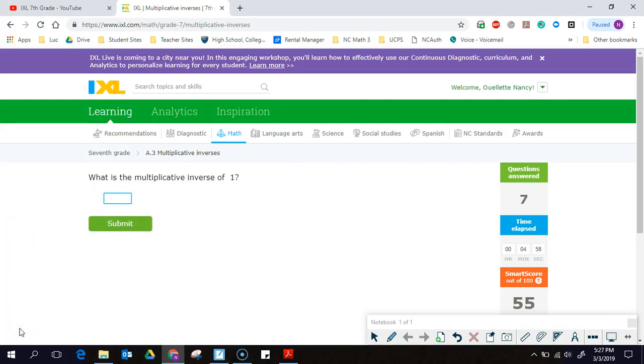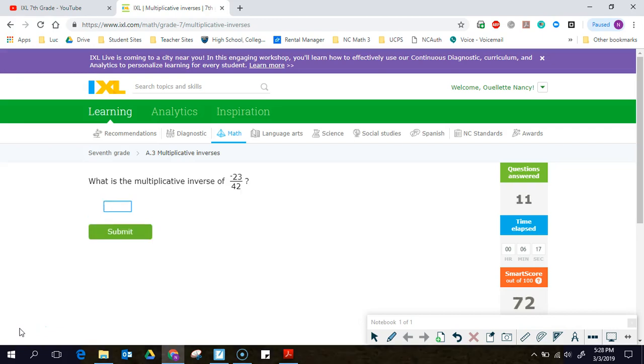Okay, here's another one. Multiplicative inverse of the number 1 is itself, because you multiply it times itself to get 1. Okay, I was looking for a negative number. Negative 23 over 42, or negative 23 divided by 42, multiplicative inverse is just negative 42 over 23.